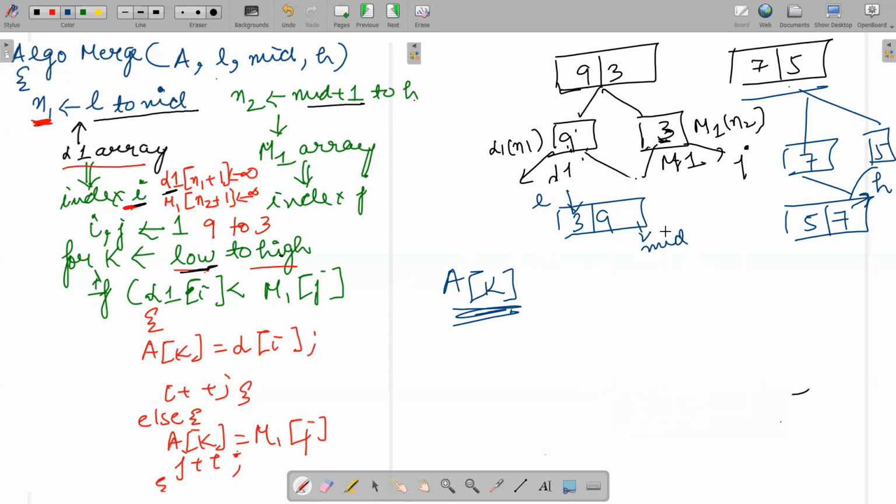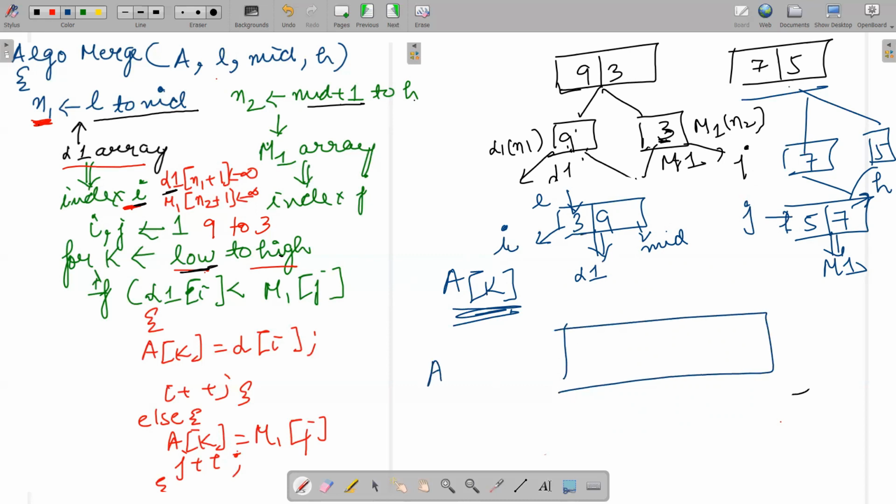Now, what I have to do is, this array would again be L1. This array would be M1. I would be the initializer for L1 and J would be the initializer for M1. And whichever value, 3 or 5, is less when compared would be stored in A of K, and A of K is getting all the results of the solution. It is a merged solution. So 3 is compared with 5. Obviously 3 is lesser, so it will get the L1 value.